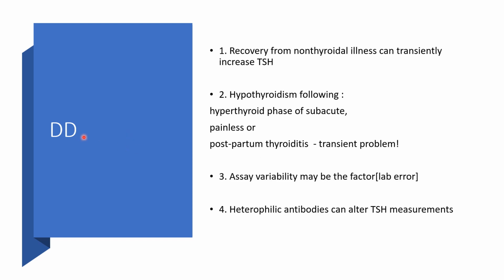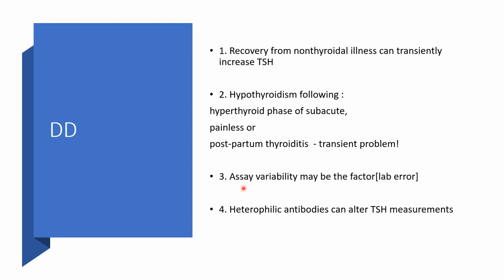What are the possible differential diagnoses of subclinical hypothyroidism? It might be that the individual is at the recovery phase from non-thyroidal illness, because that can transiently increase the thyroid stimulating hormone. So, adequate history here. It might be hypothyroidism that is as a result of hypothyroid phases of acute painless or postpartum thyroiditis. This will be a transient problem as well.